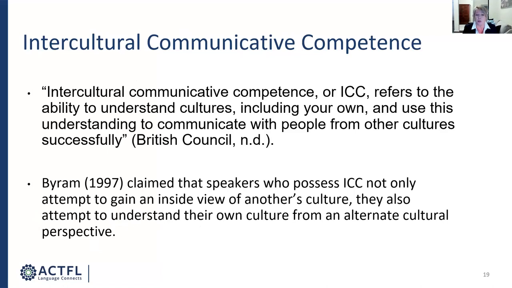Byram claimed that speakers who possess ICC not only attempt to gain an inside view of another's culture, they also attempt to understand their own culture from an alternate cultural perspective.